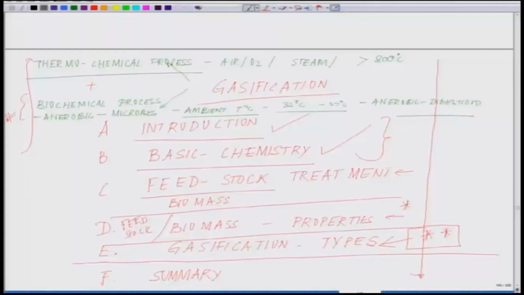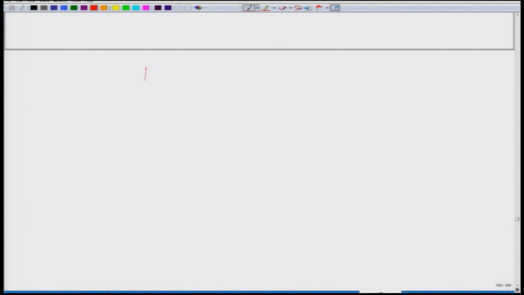So, today what we will be starting off with, we will be talking about the feedstock treatment, followed by the feedstock properties. Okay. So, let us resume today with these two aspects. So, we will be talking about feedstock treatment, which is our section 3 or part C of the gasification. Okay.